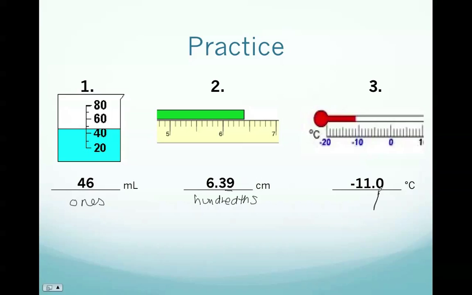You need to make sure, I felt like this was right on the line for negative 11, and because this is increments of ones, I had to make sure I showed that tenths place as being significant, so that's why the 0 is placed there.